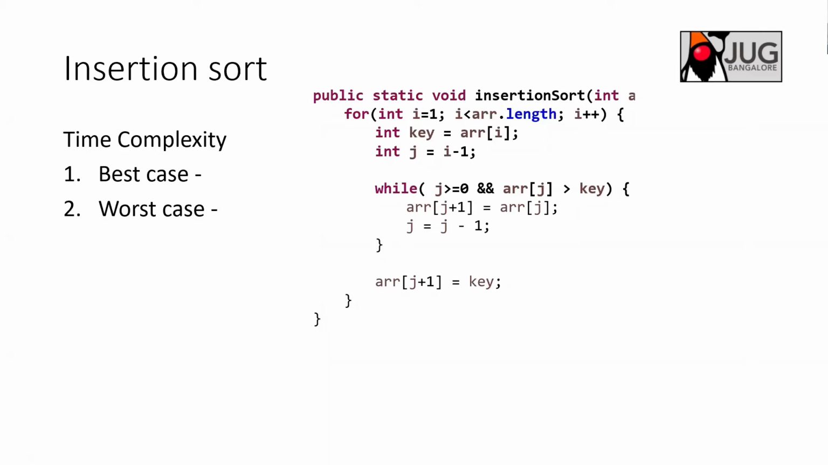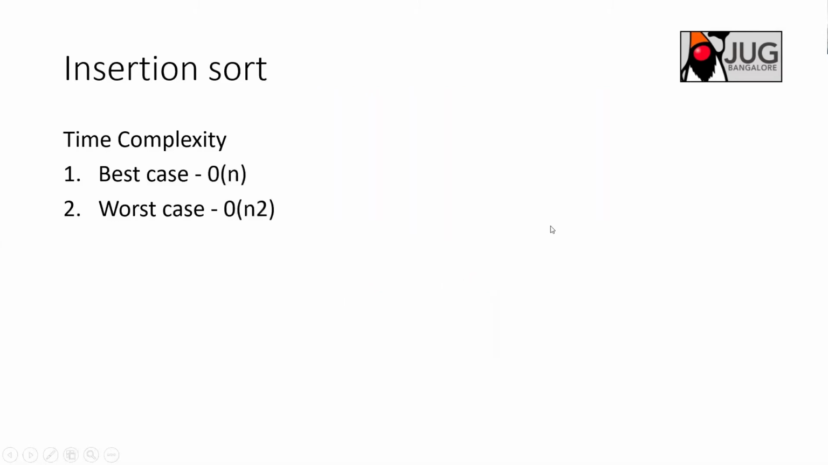In the worst case, you always hit this loop, which goes n times, and then you have big O of n square. Big O of n is for this particular loop, and this is for again n, so it is big O of n square. I hope this logic is fine for you.